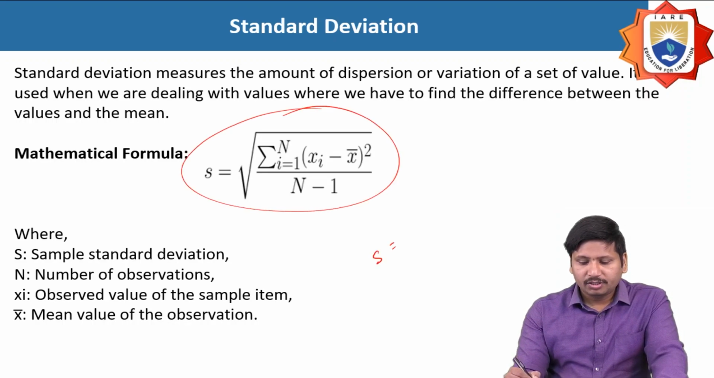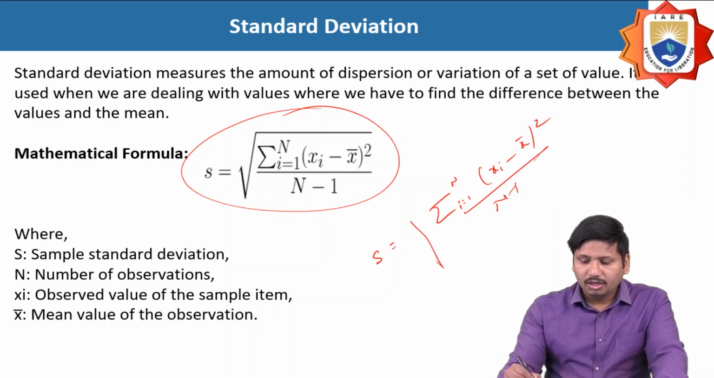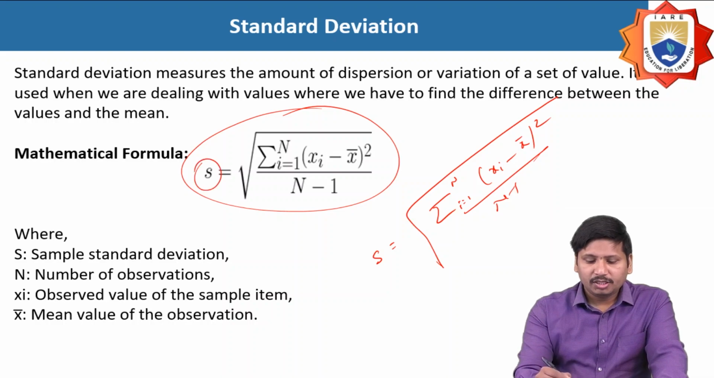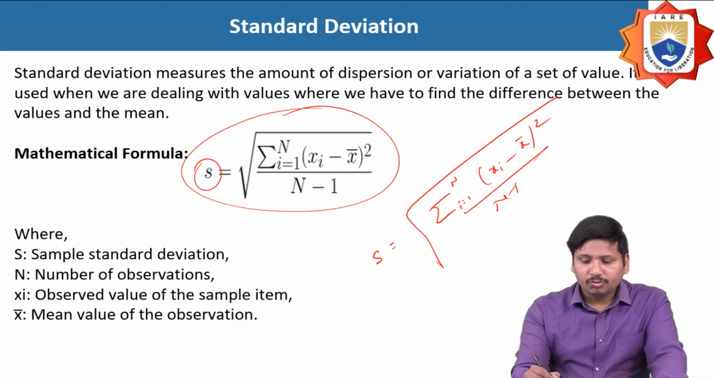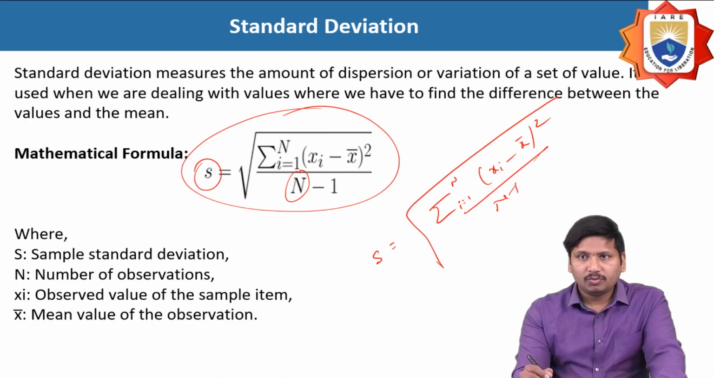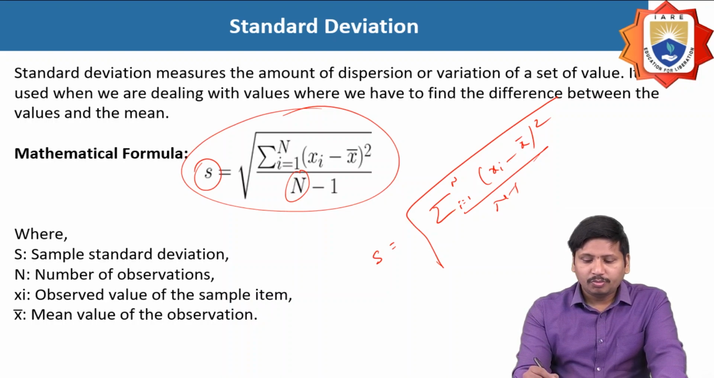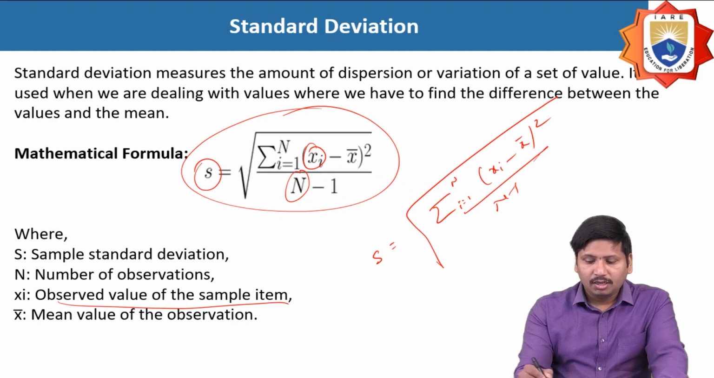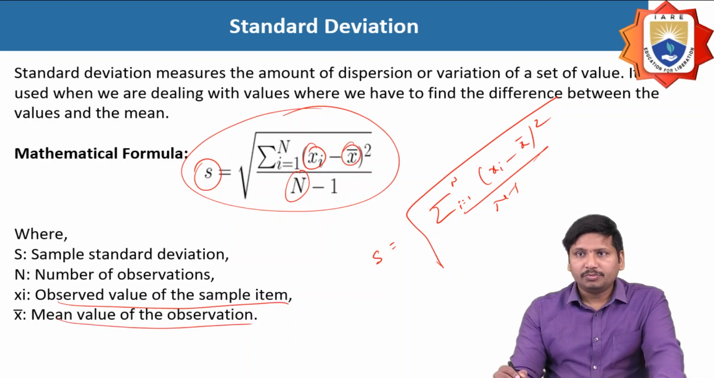Standard deviation is equal to sigma, i equal to 1 to n, of (xi minus x bar) whole square, divided by n. If I apply the square root, that is the standard deviation calculation. Here S is the standard deviation, n is the number of observations, which I took earlier, xi is the observed value of the sample item, and x bar is the mean value of these observations.